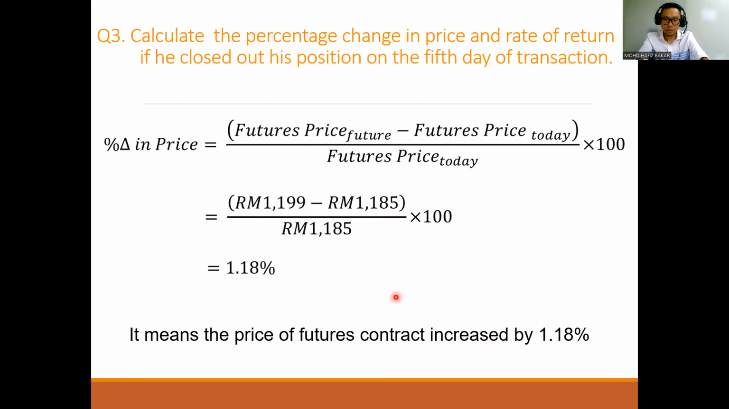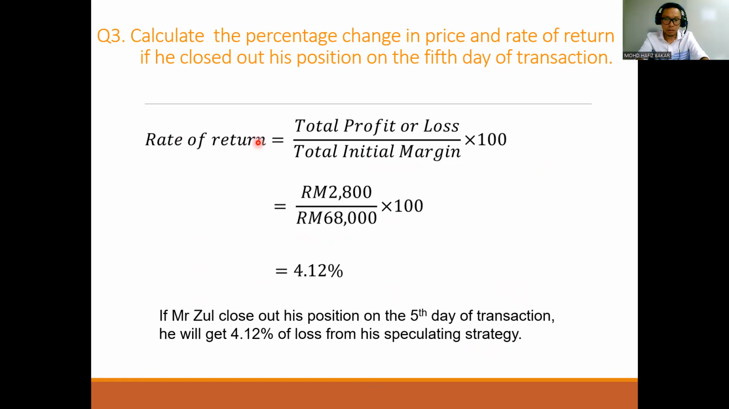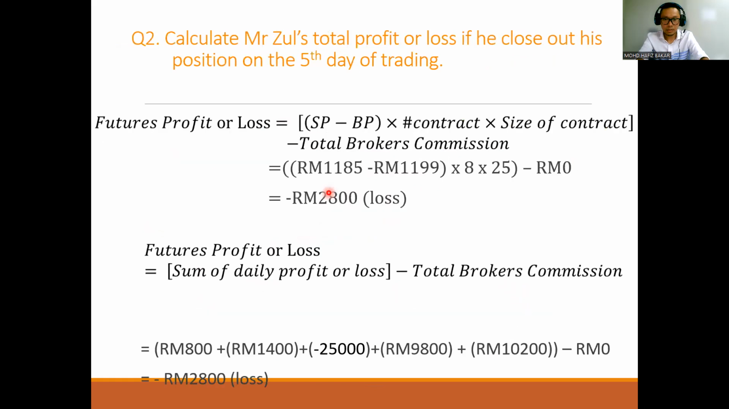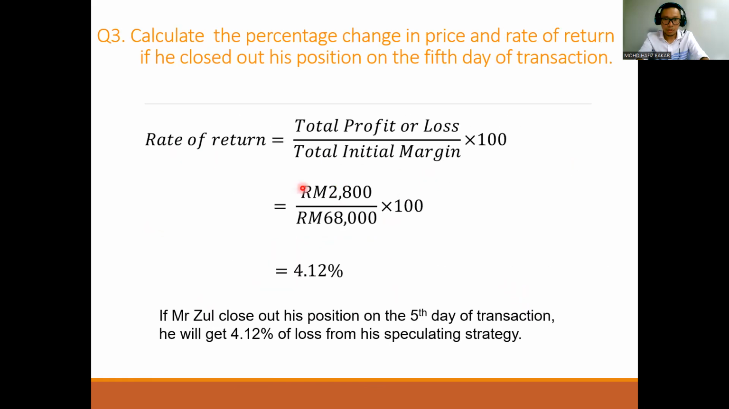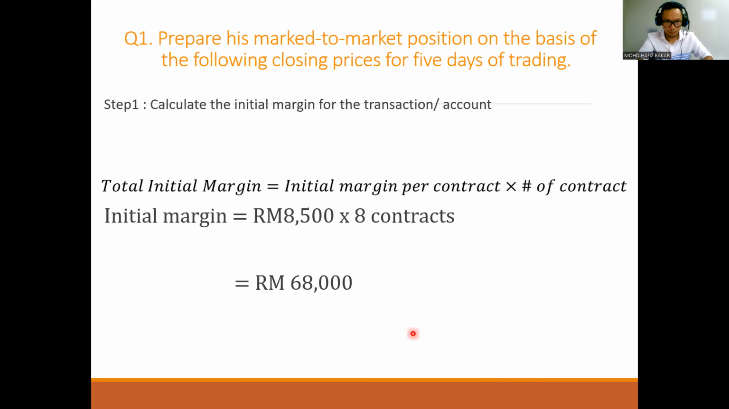Okay, the rate of return: total profit or loss, 2,800. So 2,800 is the loss amount, divided by 68,000, the initial margin, times 100, so 4.12%. If Mr. Zul closes out his position on day 5, he will get a 4.12% loss from his speculating strategy. Okay, speculative strategy kita tengok balik.